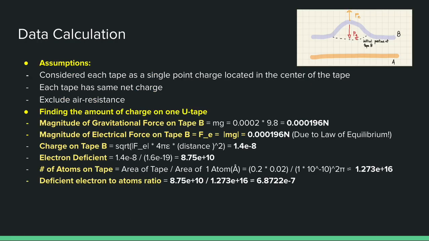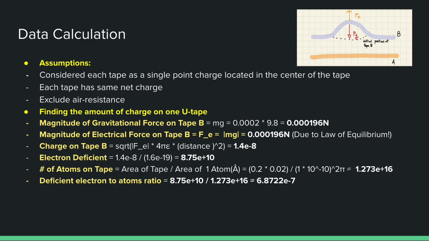With these observation data, I could calculate the amount of charge on one tape. Before the calculation, I made some assumptions: I considered that each tape has a single point charge located in the center of the tape, that each tape has the same net charge, and I excluded air resistance as a contributing factor.